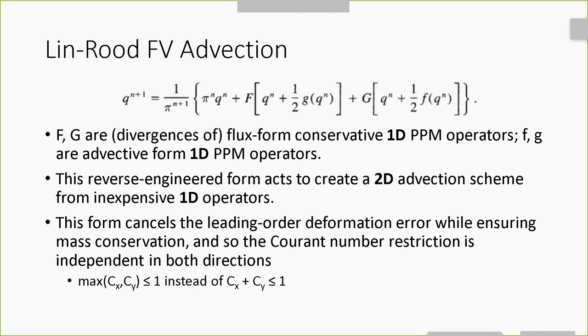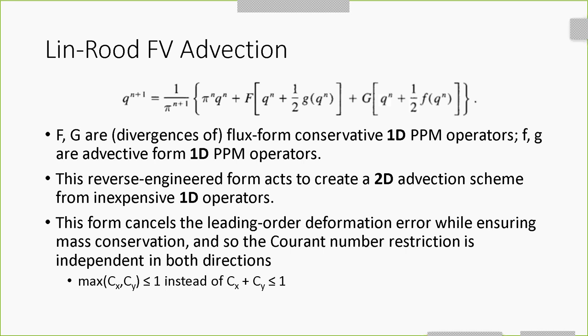So a little bit about all the squiggles going on here. Q here is your tracer field, your tracer mixing ratio for the community to say. And then pi here is the mass, the air mass in a grid cell. And then you see a number of different operators here. In particular, you see a couple of lowercase operators here, f and g. Those are one form of the divergences of fluxes. In particular, those are the advective forms of fluxes, which are non-conservative. We call these the inner operators because they're inside the operators of the capital F and the capital G. And those are the flux form PPM, or the divergences of the flux form operators, which are conservative.